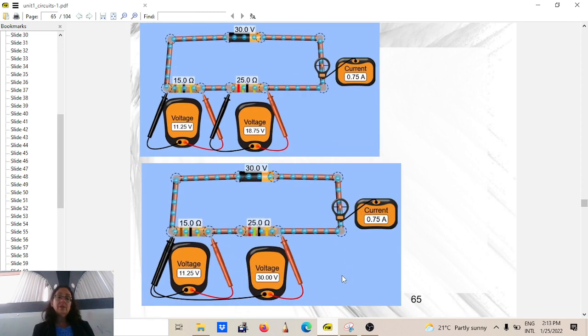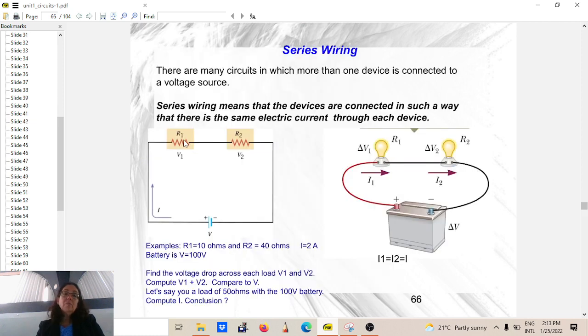Okay, so it's easier. I'm going to show you some examples. Here, I just wanted to show you that the voltage is always larger across the load with the largest resistance. So here you have a resistance of 25 ohms. The voltage across it will be larger than across a 15 ohm one. Is that clear? And you can play with it.